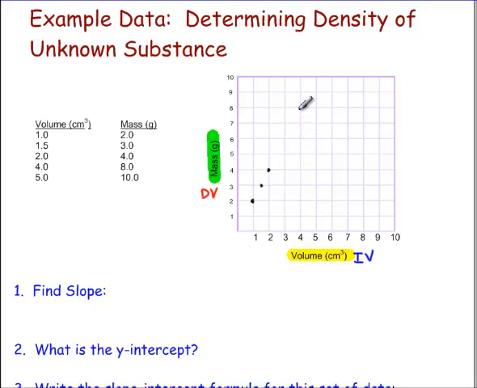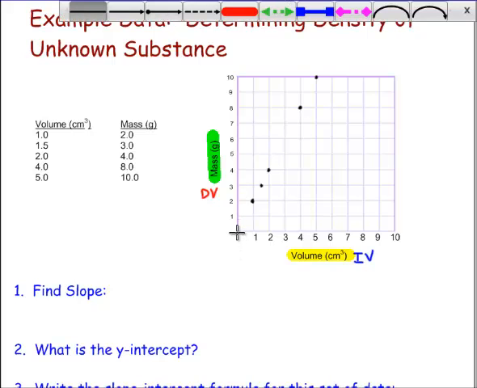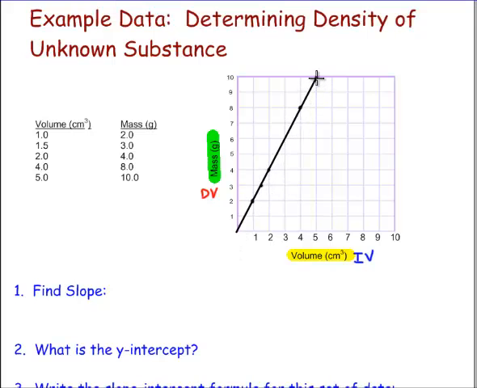When we're plotting data, we always want to be sure that we are using pencil because it's very easy to make a mistake. Once all the data points are plotted, you want to draw the line of best fit. That's the line that travels through all the data points as best as it can. And when we draw that line of best fit, in this case we see that that is a linear relationship. We get a straight line with a positive slope.